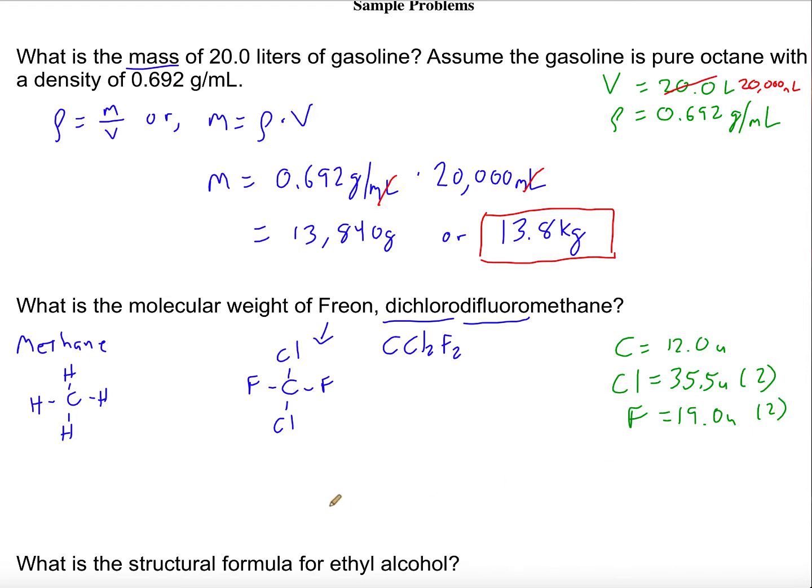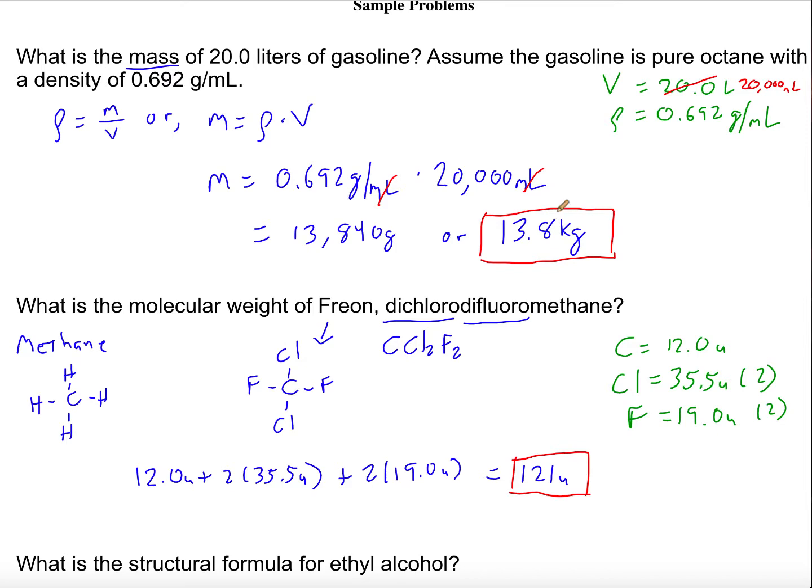To find the molecular weight, we just have to put all of those together. That would mean 12.0 units, because there's 1 carbon, plus 2 times 35.5 units for the chlorine, plus 2 times 19.0 units for the fluorine. And if you multiply and add all that up, you'll find out it's 121 units for the molecular weight. And again, each of these had 3 significant figures, so our answer should have 3 significant figures. So 121 units would be the molecular weight of Freon.